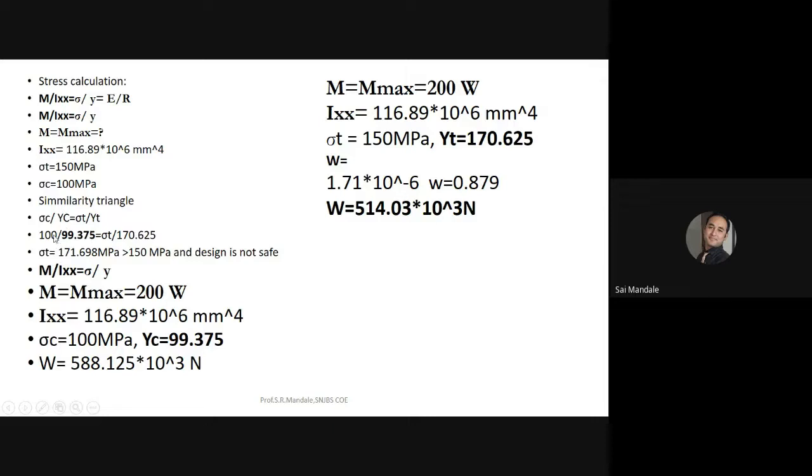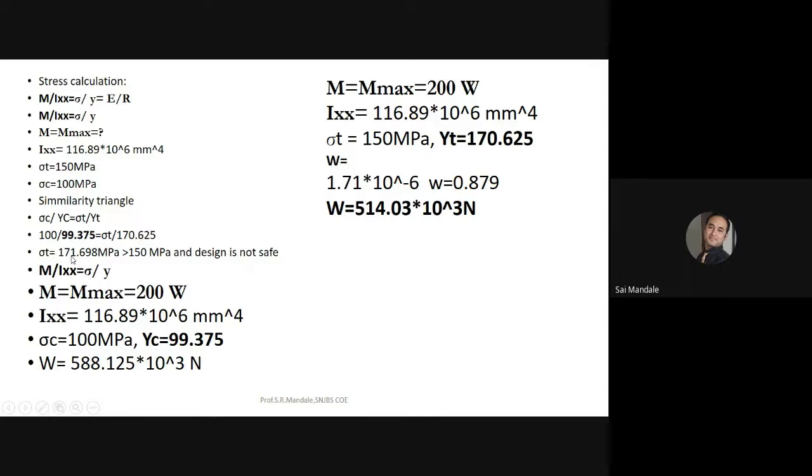Between YC and YT, the 100 is the minimum value, and sigma T is 150, meaning sigma C is 100 and sigma T is 150. At minimum load, what would be the probable maximum value of sigma T that we have to identify? We keep sigma T as the unknown quantity and identify its value. When a compressive stress of 100 MPa is induced, the corresponding value of the tensile stress is 171.